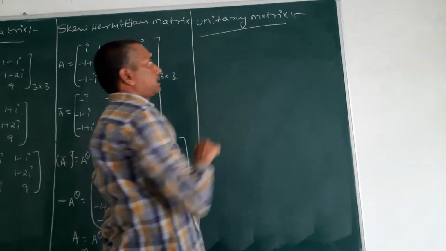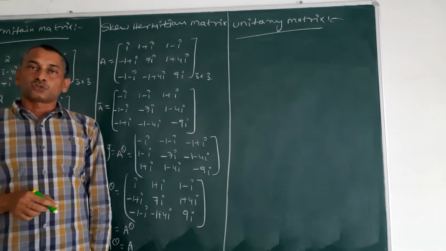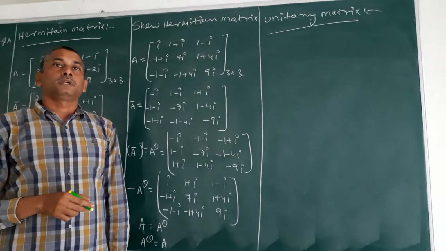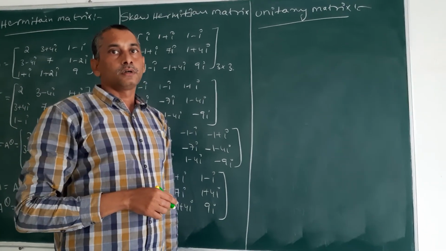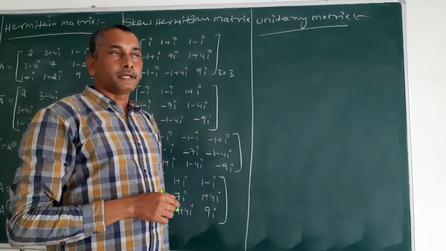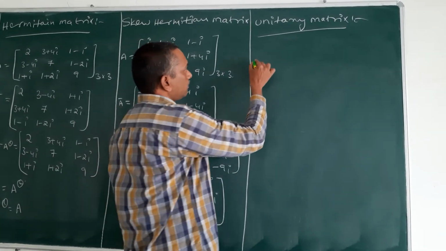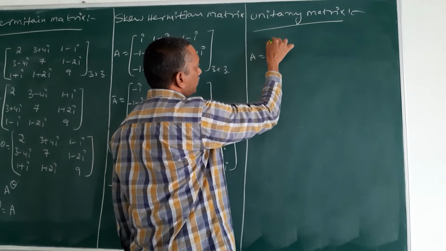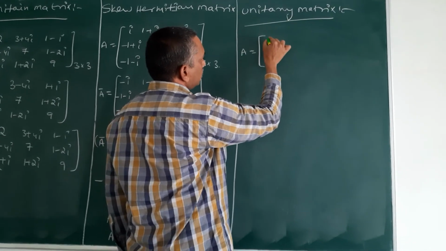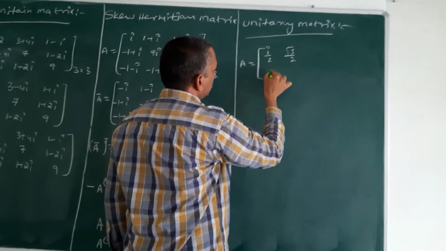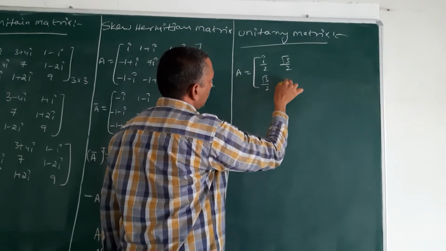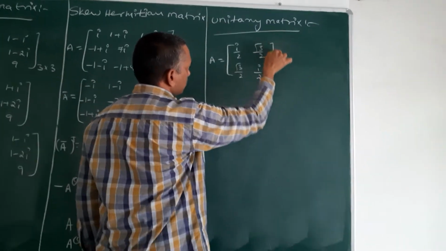What is a unitary matrix? A square matrix is said to be unitary if A into A to the power of theta equal to A to the power of theta into A equal to the identity matrix. For example, A equal to i by 2, root 3 by 2; root 3 by 2, i by 2. This is a 2 by 2 matrix.